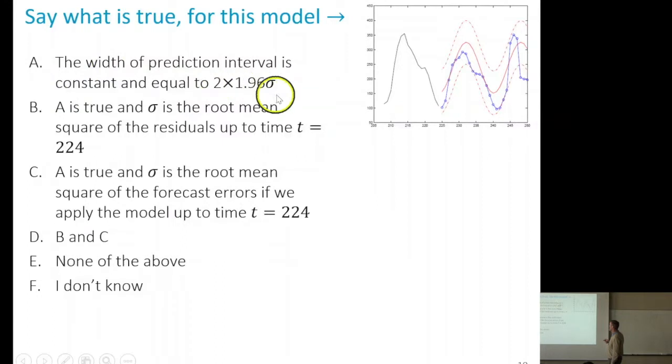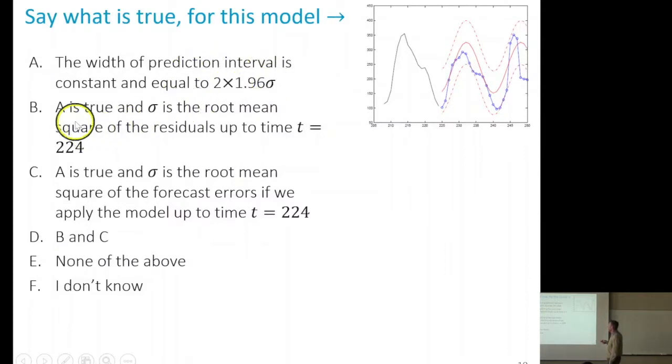The width of the prediction interval is constant and equal to 2 times 1.96 sigma. The answer is yes. This is how we did it for this simple model. We assume that the model is a periodic function plus noise, and the noise terms are all independent. And we find a coverage interval by taking this, which corresponds to the 95% symmetric coverage interval for a Gaussian distribution. So A is true.